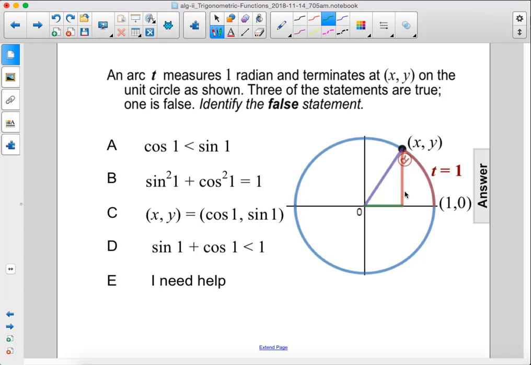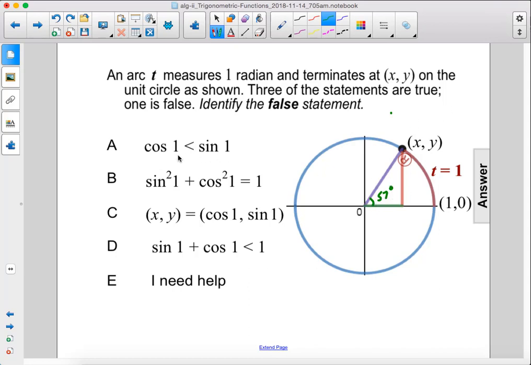An arc T measures 1 radian and terminates at xy on the unit circle as shown. 3 of the statements are true, 1 is false. Identify the false statement. Okay, so here we have 1 radian, which means this angle right here is about 57 degrees, since 1 radian is about 57 degrees.